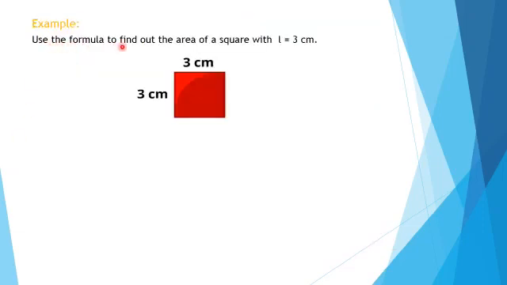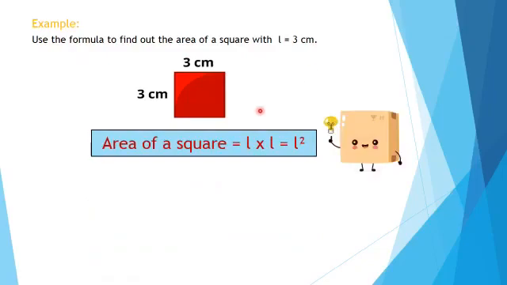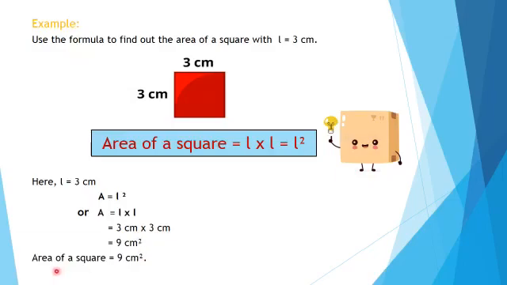Example. Use the formula to find out the area of a square with length is equal to 3 cm. We know that the formula for the area of a square is L multiplied by L or L square. Here we have a length of 3 cm. And we know the formula area is equal to L square, or we can write it as L multiplied by L. Therefore, it will be equal to 3 cm multiplied by 3 cm. And that will be equal to 9 cm square. Therefore, the area of a given square is 9 cm square.